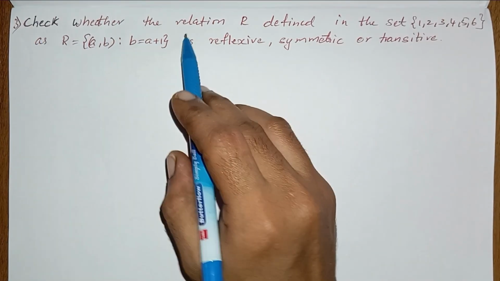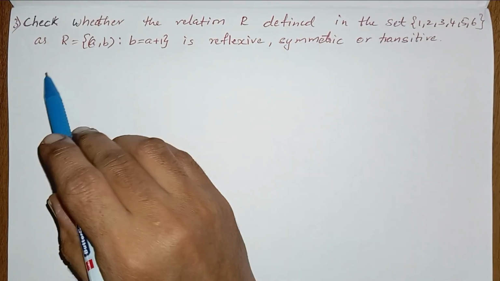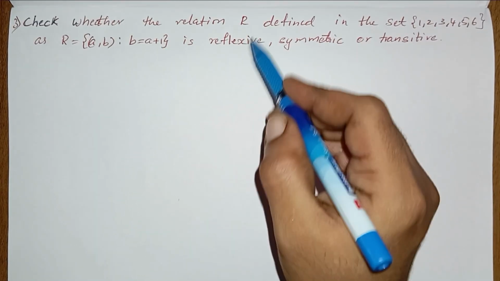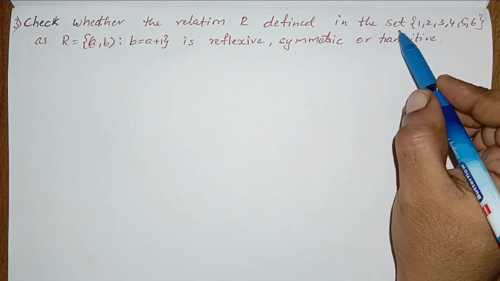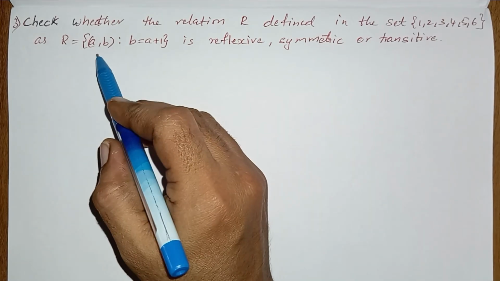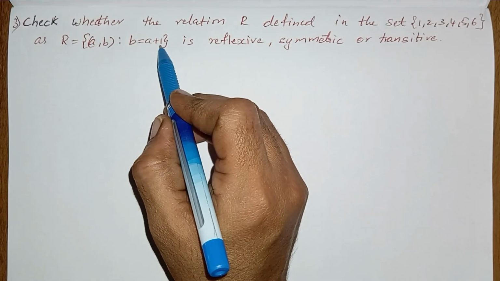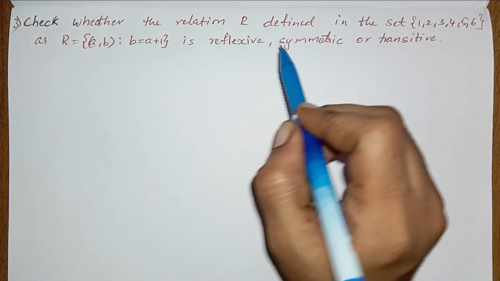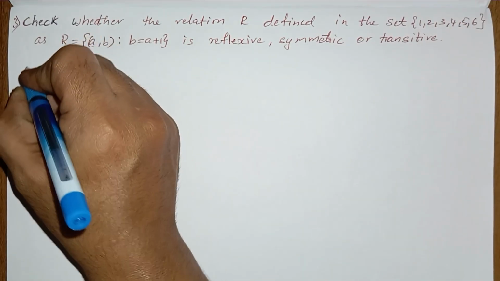The third question: check whether the relation defined in the set 1, 2, 3, 4, 5, 6 as R is equal to A comma B, that is B is equal to A plus 1, is reflexive, symmetric and transitive. So in this question, they have given the set 1, 2, 3, 4, 5, 6, and the relation is A and B, where B should be equal to A plus 1. Here they have asked us to check whether it is reflexive, symmetric or transitive. So first we will check for the reflexive.